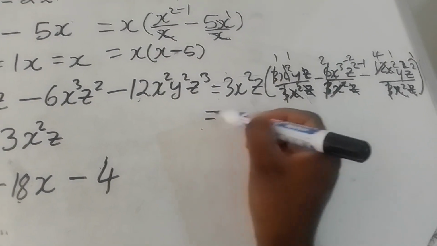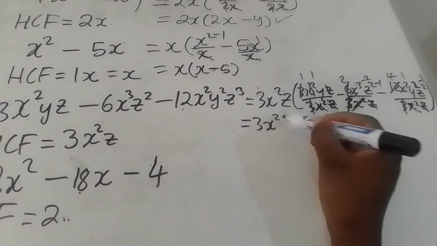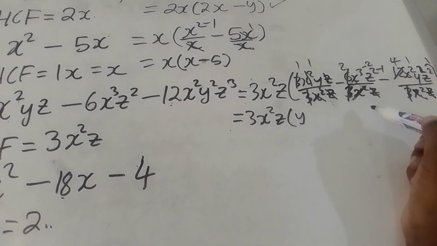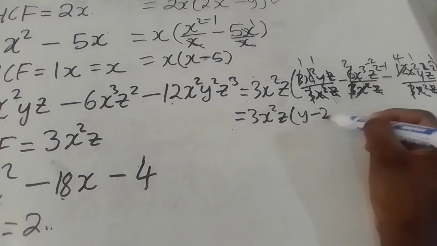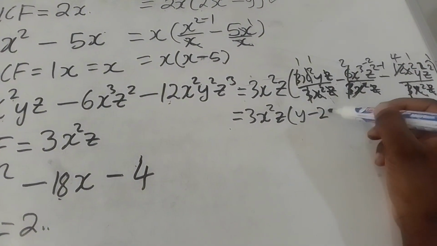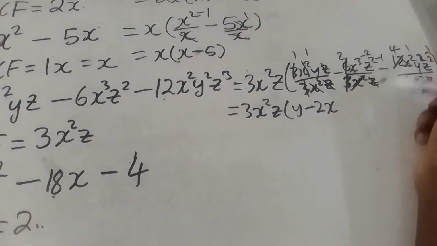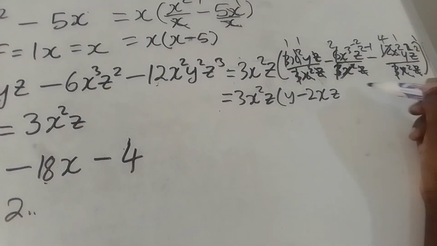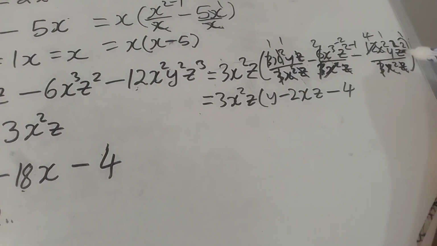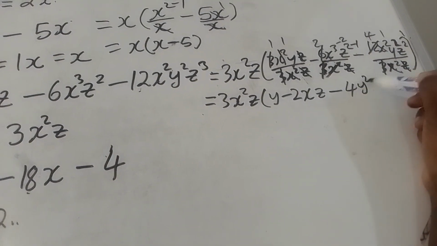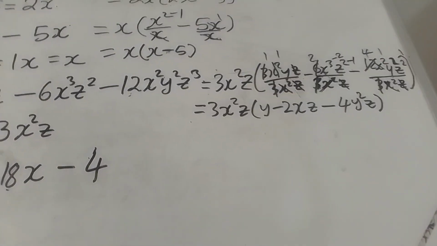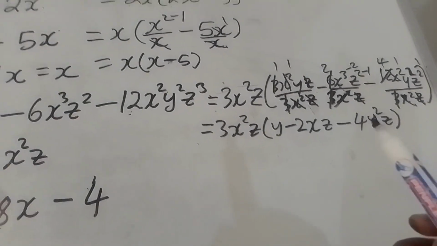So that means that our answer then is 3x squared z. Here we're left with what? y. And then on the second one, we're left with 2 minus 2. If we minus 2 from the 3x's at the top, we're left with 1x. And then we minus 1z from the top, we're left with 1z. And then minus 4. Here x squared is gone. y squared remains. And then z, we minus 1z from it, so we're left with that expression. So that is our answer there.